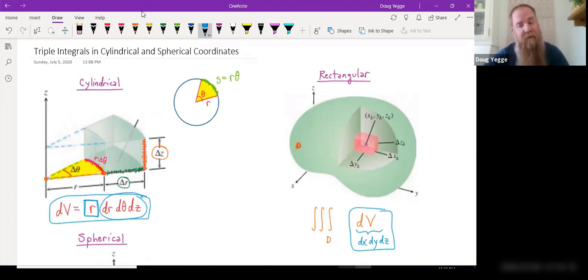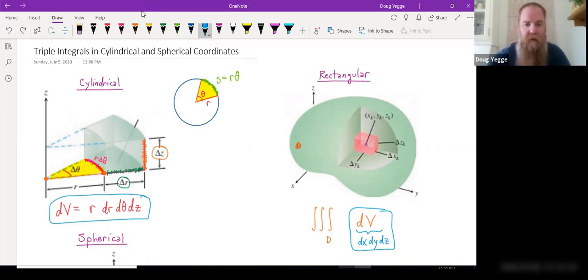And this shouldn't be too surprising, because this is exactly what we noticed when we were calculating double integrals in polar form. So all we've done at this point is we've changed our dx, dy into r dr, d theta.